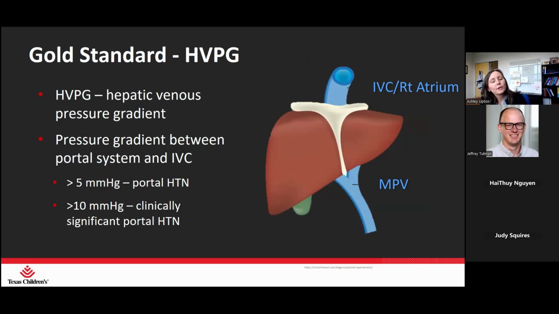So how do we know if the pressure is too high in the portal system? Well, the gold standard test is to measure the hepatic venous pressure gradient. This is usually done in the interventional radiology suite or the cardiology suite. It is done under fluoroscopy, where the pressure of the portal system is measured, and then the pressure of the IVC in the right atrium is measured. Those two pressure measurements are then subtracted, and the number represents the pressure gradient between the two. If the gradient is more than 5 millimeters of mercury, then the patient has portal hypertension. If the gradient is more than 10 millimeters of mercury, then the patient has clinically significant portal hypertension.